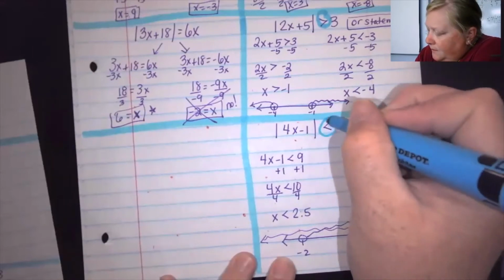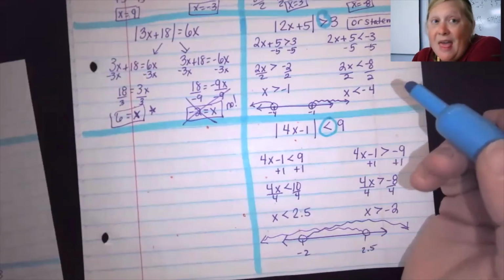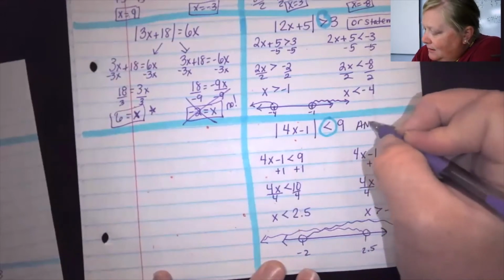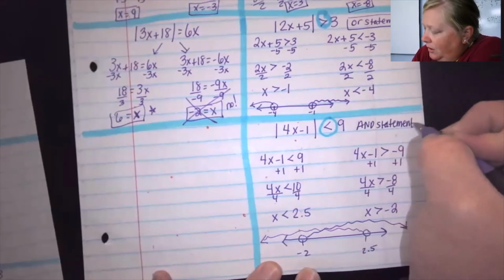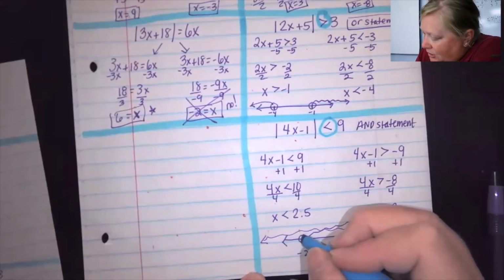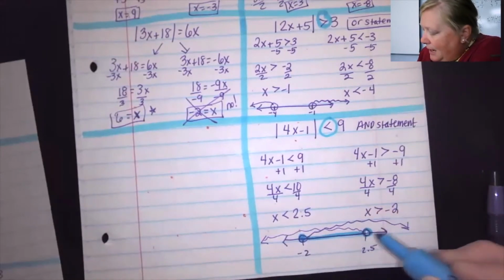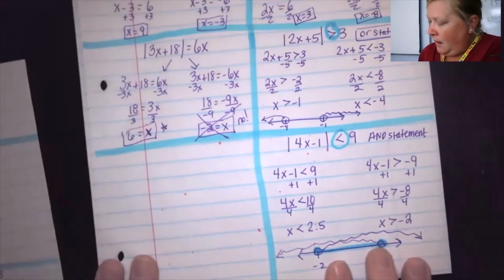Let's read this. The absolute value of 4x minus 1 is less than, so that is an and statement. So if it's an and statement, you have to do both of the conditions. That's why, okay? I'm not circling these to fill them in. I'm just highlighting that you would highlight that all together.